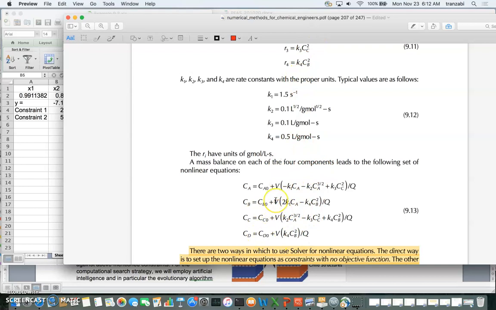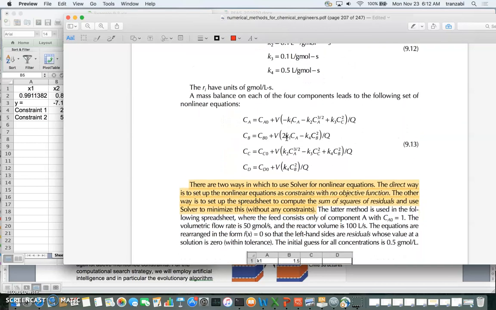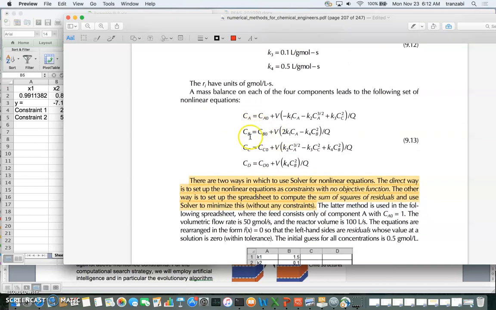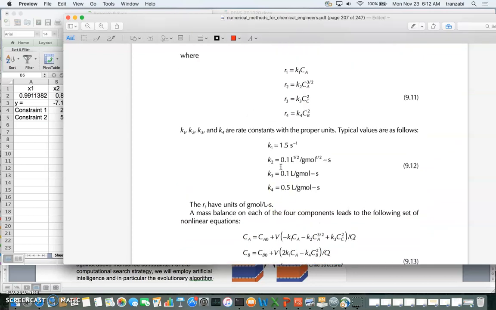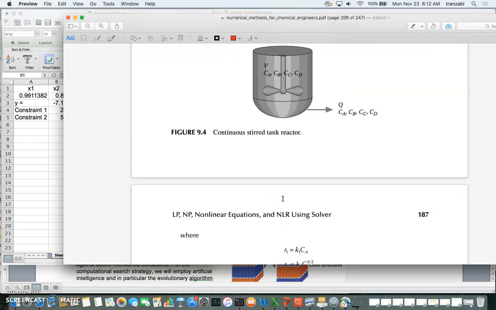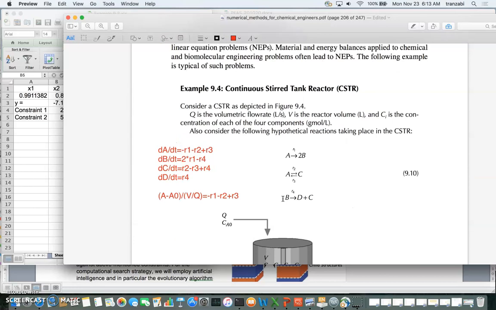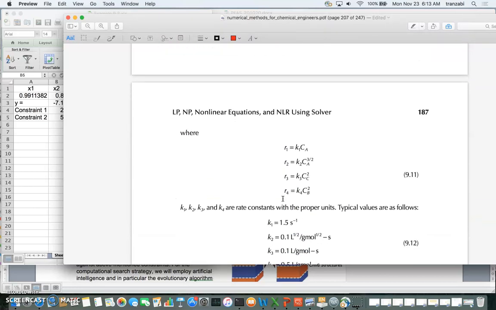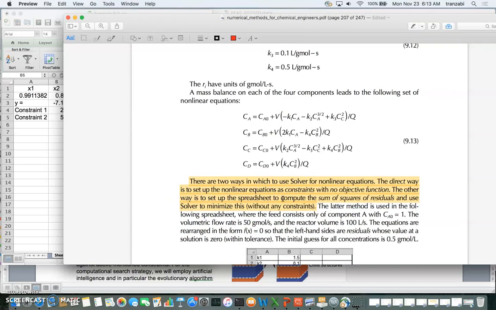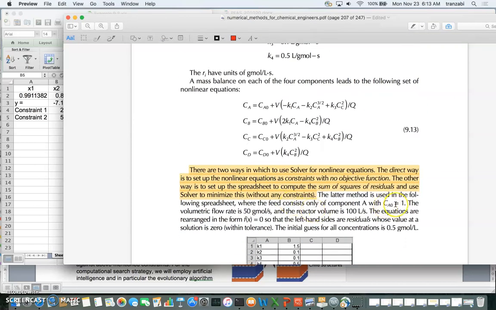So now we have 4 equations here. We know all the K's. And the question is, what is the concentration? So we're going to solve for CA, CB, CC, CD, given we know the initial concentrations, we know V, we know Q, we know the K's, right? So these are the K's. And let's see, we need V and Q. Is that given? Yes. Well, we know CA naught. We know the volume rate, this is Q. We know the volume, which is 100. And all others are 0. So CB naught, CC naught, and CD naught all are 0.